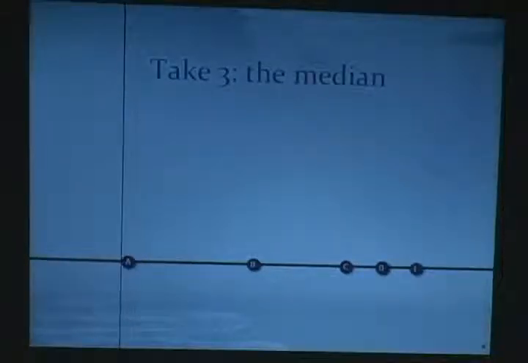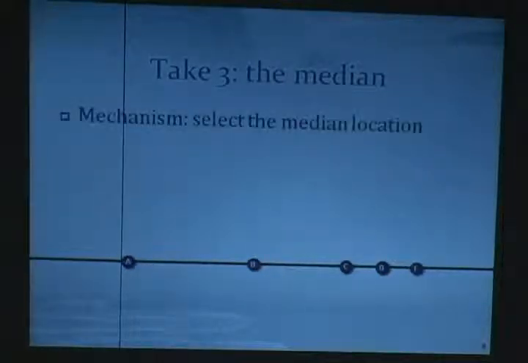Okay, take 3. We'll try another mechanism, maybe slightly less obvious, the median mechanism. The median mechanism simply selects the median out of the reported locations. So if we have 5 agents in the example, we would select the third guy from the left or the third guy from the right. It's the same thing. So in the example, it would be agent C.